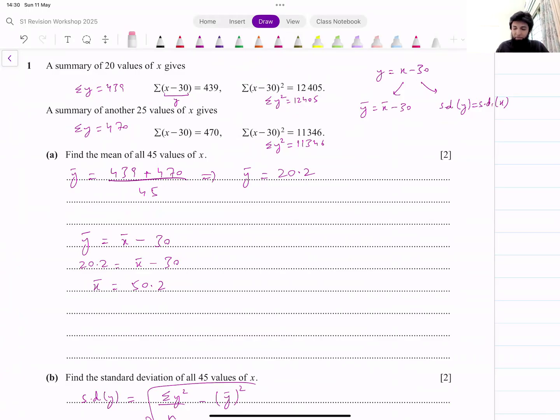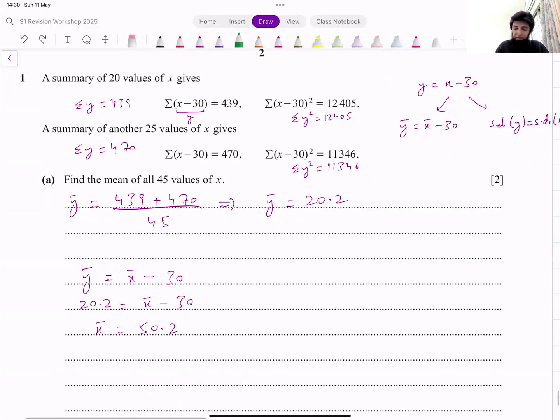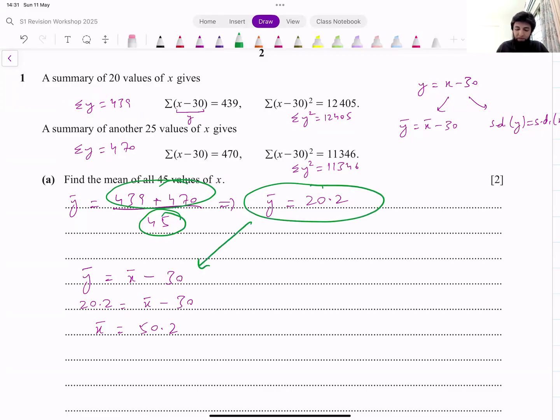Use a substitution. You say y equals x minus 30. Then we can say sigma y is this, sigma y for the other one is 470. What's the mean for all of them? You add up both of them, divided by 45. That gives you the overall mean for y. And then you know that y bar is equal to x bar minus 30. Just use that to find the mean for x as well.